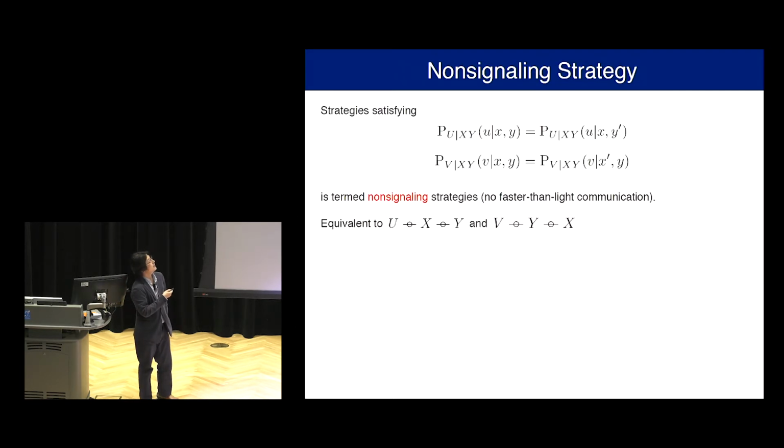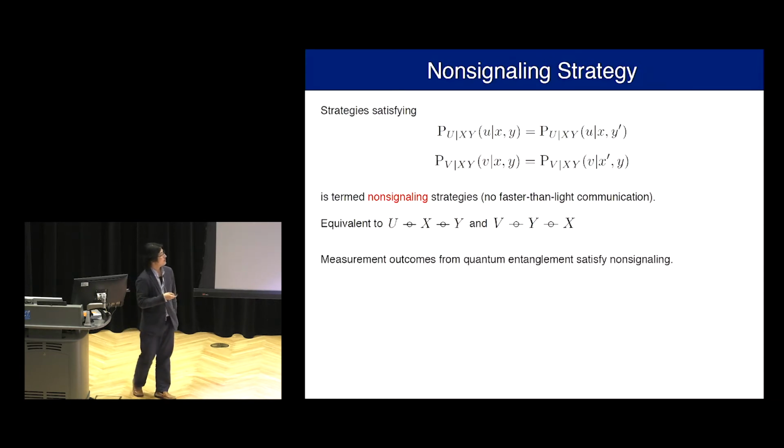Next, let me explain non-signaling strategy. A strategy is called non-signaling if these conditions are satisfied. That is, one prover's input, say y, does not affect the other prover's output, u. So it's a kind of causality condition, and it comes from a physics requirement that no faster than light communication is allowed. And this is equivalent to that u and v satisfy these two short Markov chain constraints.